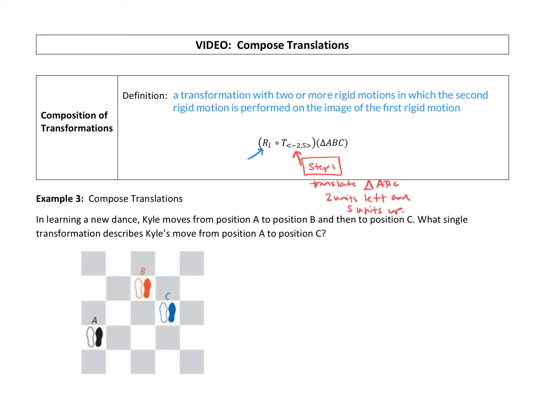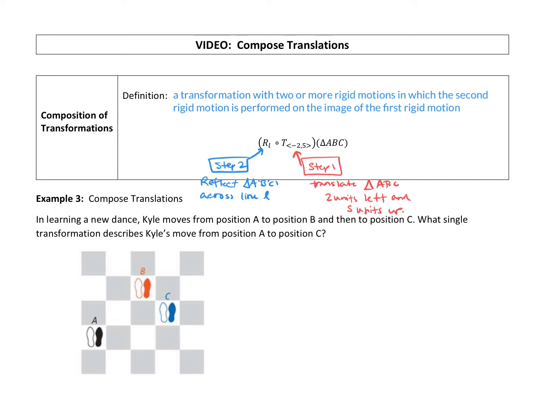Step 2 is we are going to reflect that new triangle, triangle A prime, B prime, C prime. That new triangle is what we got when we did this translation. We're going to reflect that new triangle across the line L. So the reason why this is written first is we're going to do a reflection of this translated image of triangle ABC.